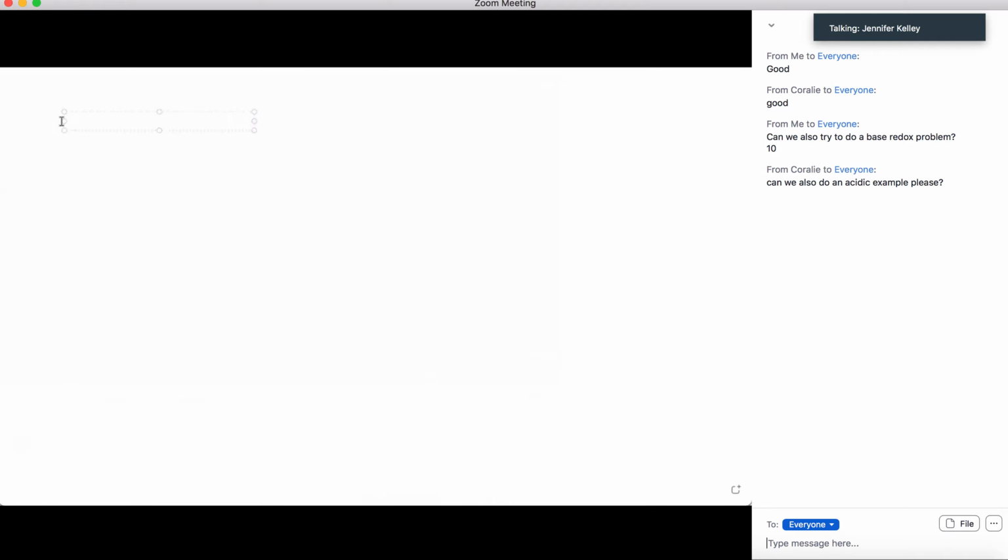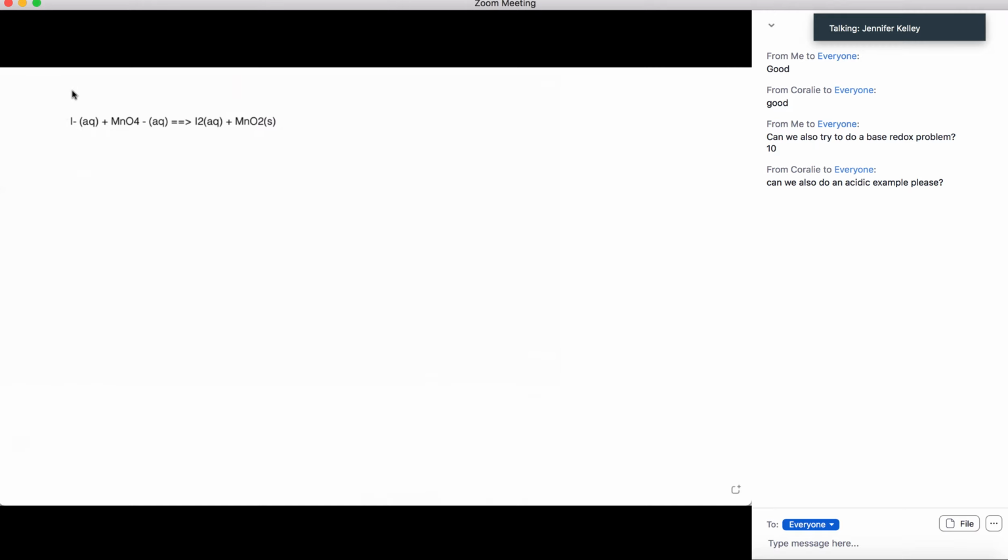So we've got S plus MnO4 minus makes I2 plus MnO2 solid. All right. So that's going to be our general equation for this example.